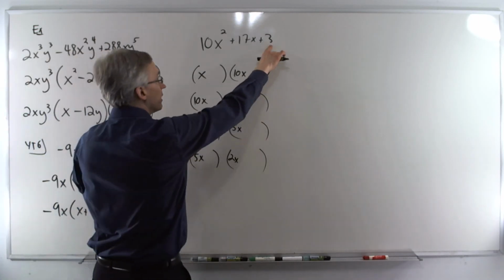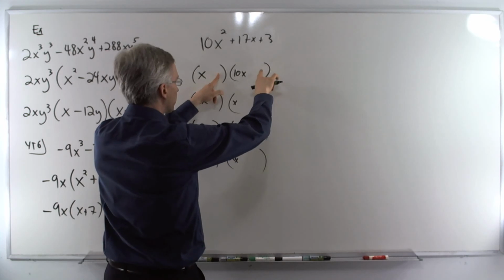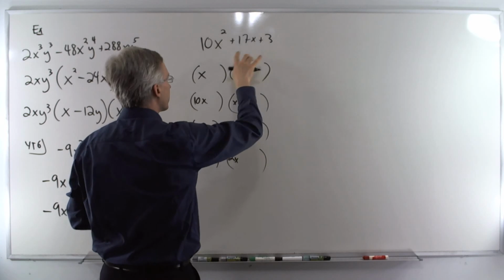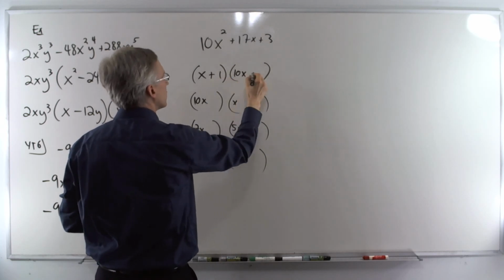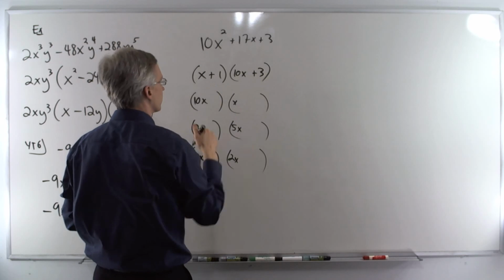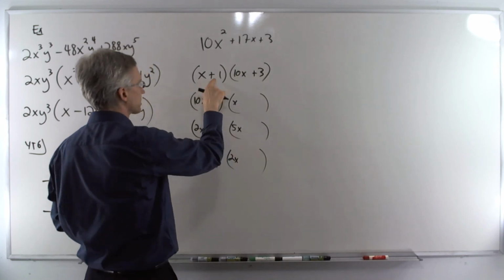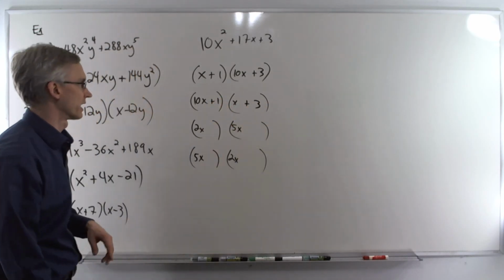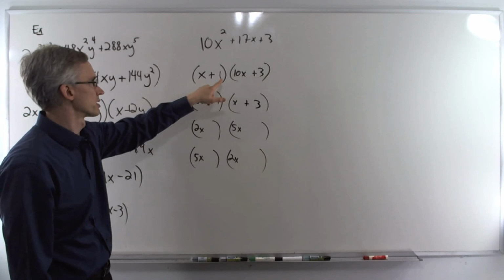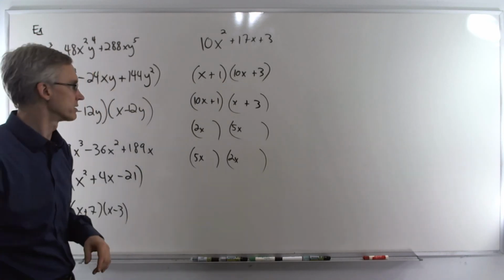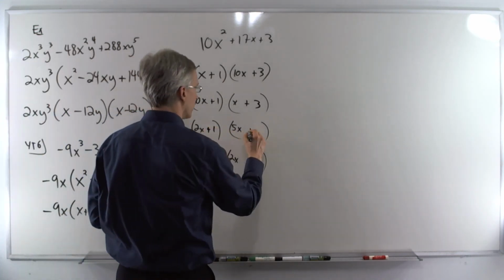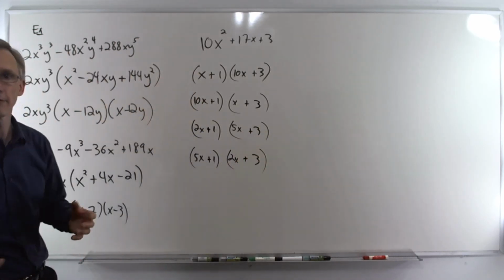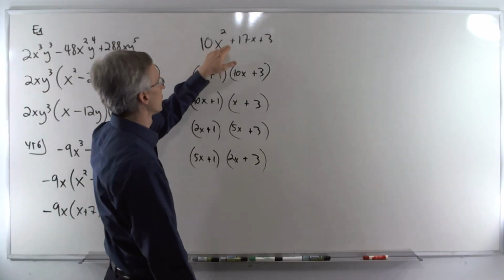Now over here we have a 3, and the constant we get by multiplying last times last. So let's write down all the combinations of 1 and 3 that give us different combinations here. We want to put x with 1 here and then x with 3, so we have both combinations: 10x plus 1 times x plus 3, and then the reverse, x plus 1 times 10x plus 3. All the combinations there, and then we'll do the same thing here. Plus 1, plus 3, plus 1, plus 3. So there's every possible combination that can give us 10x squared and 3.